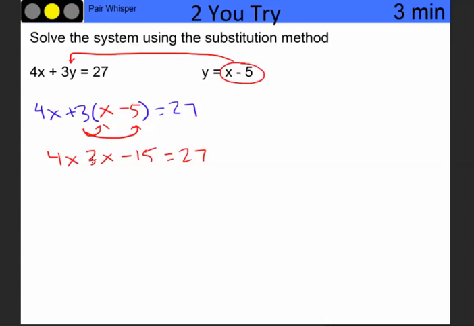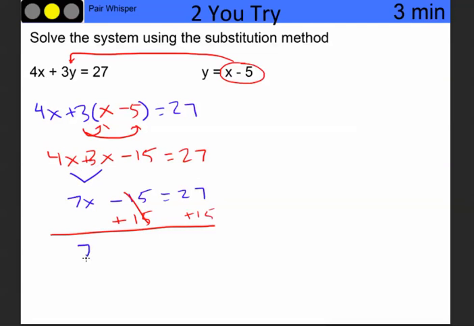I'm going to bring down my 4x. Now I can combine my like terms. See, 4x and 3x make 7x. Bring down my minus 15 equals 27. Going to add 15 to both sides. Which will give me 7x equals 42. Divide both sides by 7. And I get x equals 6.